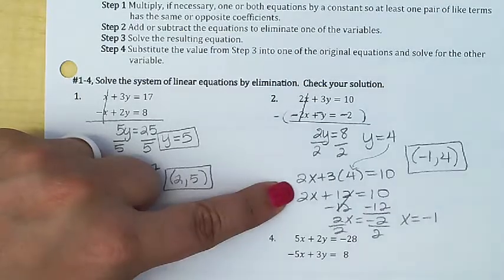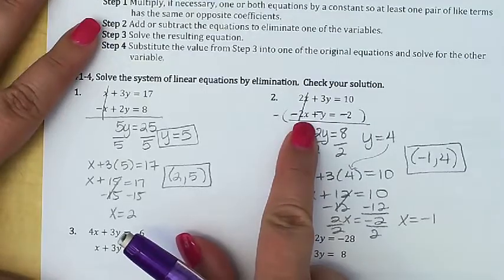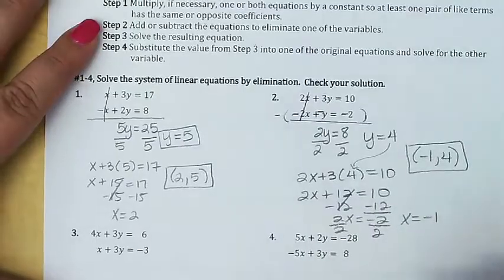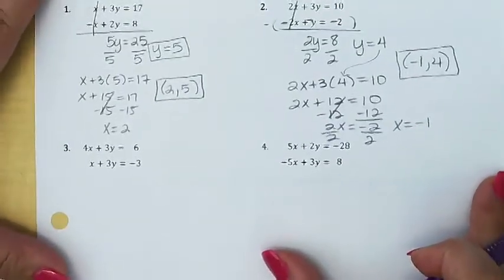If we graphed it, it would be the intersection point, right? We could have done this by all the methods, but this was a really good candidate for elimination because nothing was isolated and your like terms were lined up. So that's usually how you know it's a good deal. Okay, let's try number 3.